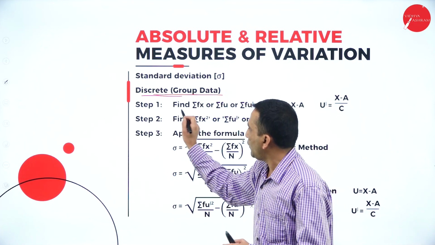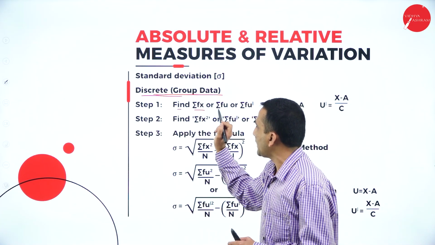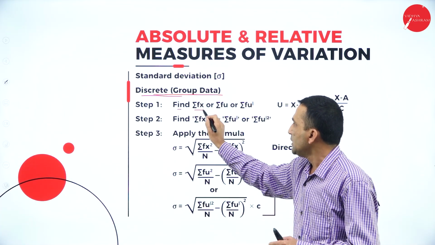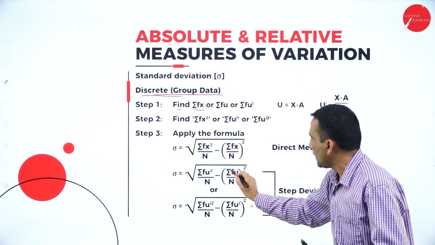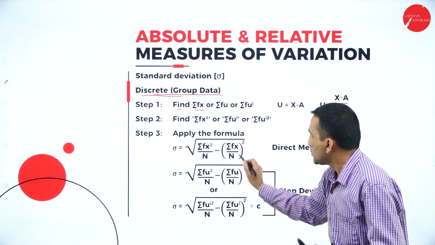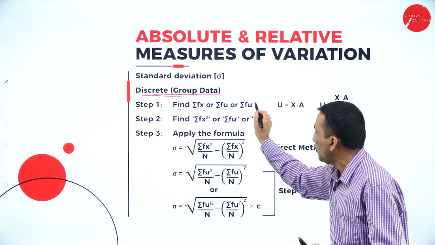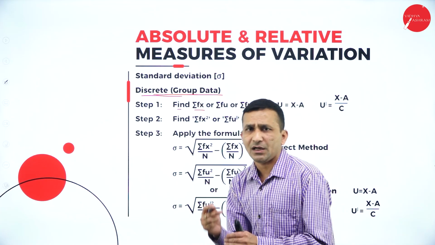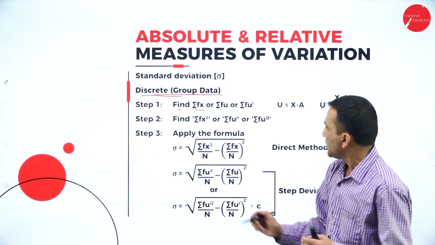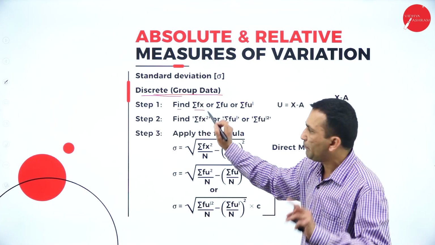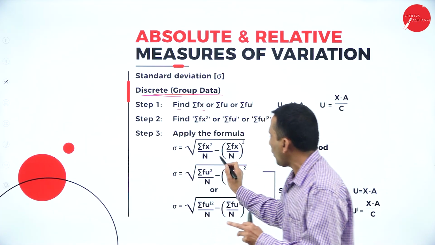Here in step one, you need to find out sigma fx, because the frequency is there, that's what we need to multiply. According to the formula, sigma fx is required, even sigma fu is required. In case of sigma fu dash, why are we taking it? Because if each and every set of data has equal distance, then we write sigma fu dash.